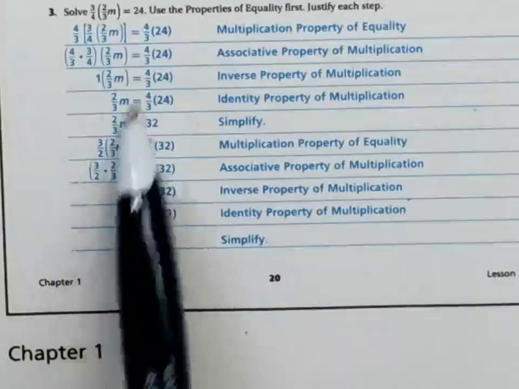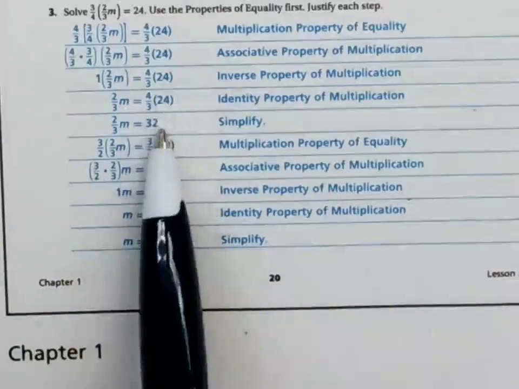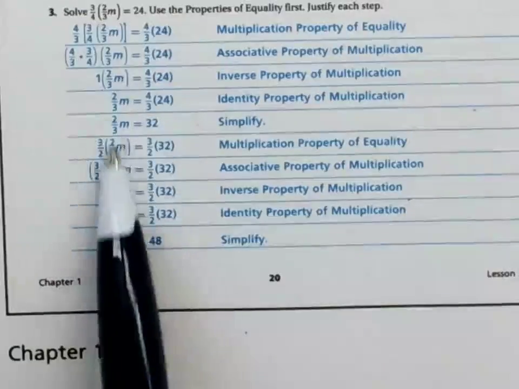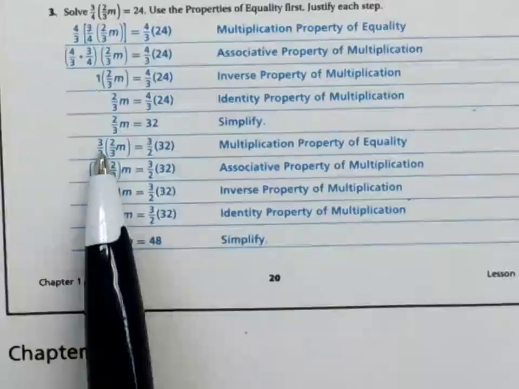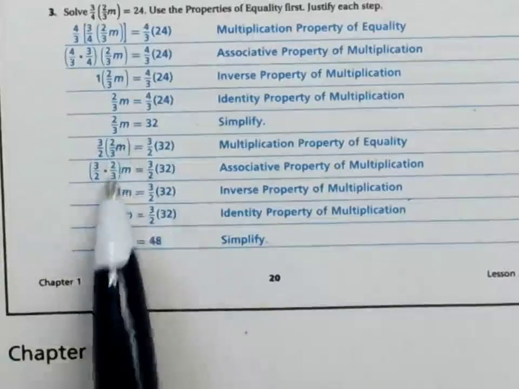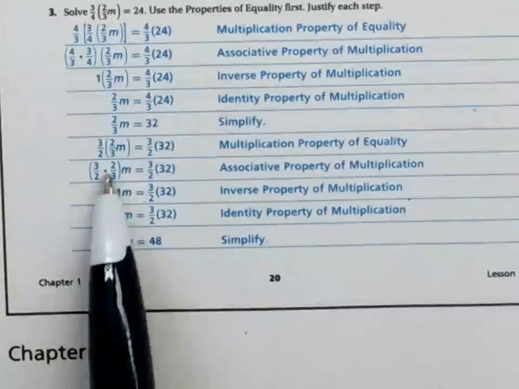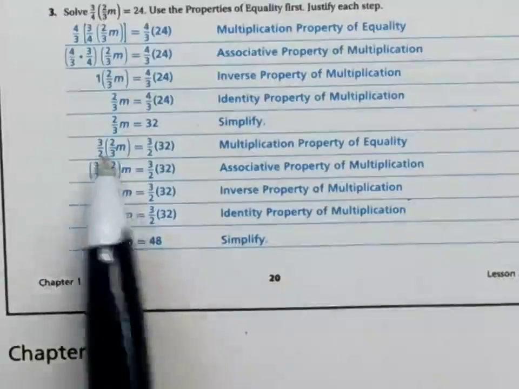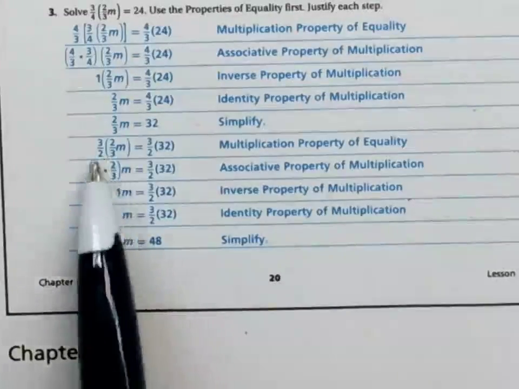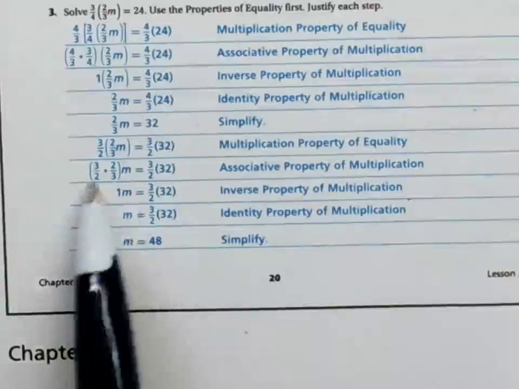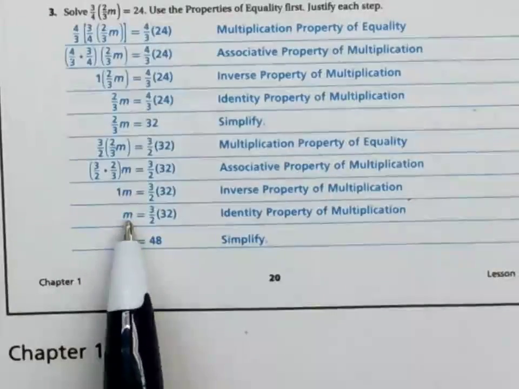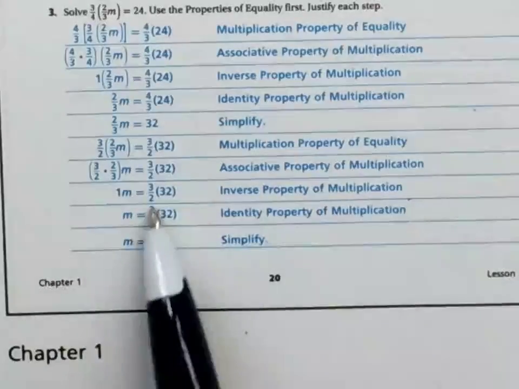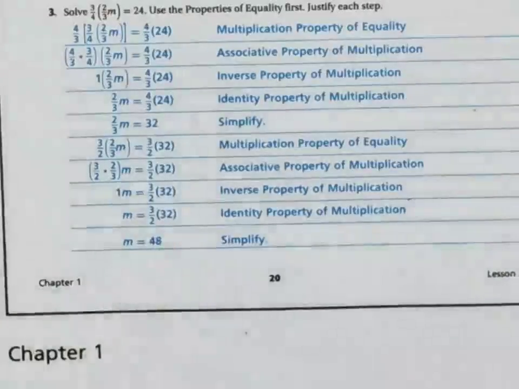Going from here to here, what did they do? They simplified that, so just simplify. Going from here to here, what did they do? They multiplied by the reciprocal on both sides. That's multiplication property of equality. Going from here to here, they changed the parentheses, associative. Going from here to here, they simplified this, right? These are inverses. When you multiply by inverses, it equals 1, so that's the inverse property. They have the 1 here. There, they don't have the 1, so they're getting rid of the 1. Why? Identity. And then now they're simplifying this. Simplify.